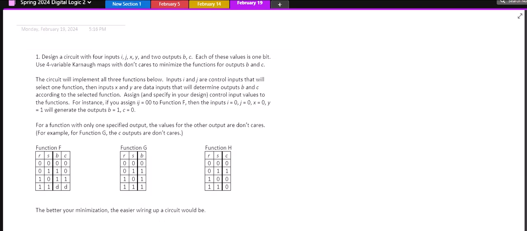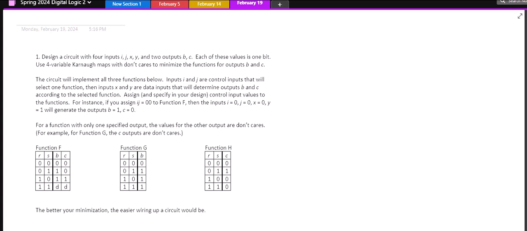Okay, let's take a look at your lab and see if we can figure out how to do something like this. So we have a circuit that will have 4 inputs, I, J, X, Y, and 2 outputs, B and C. We're supposed to use a 4-variable Karnaugh map with don't cares to minimize the functions. The circuit has to implement all 3 of these functions.